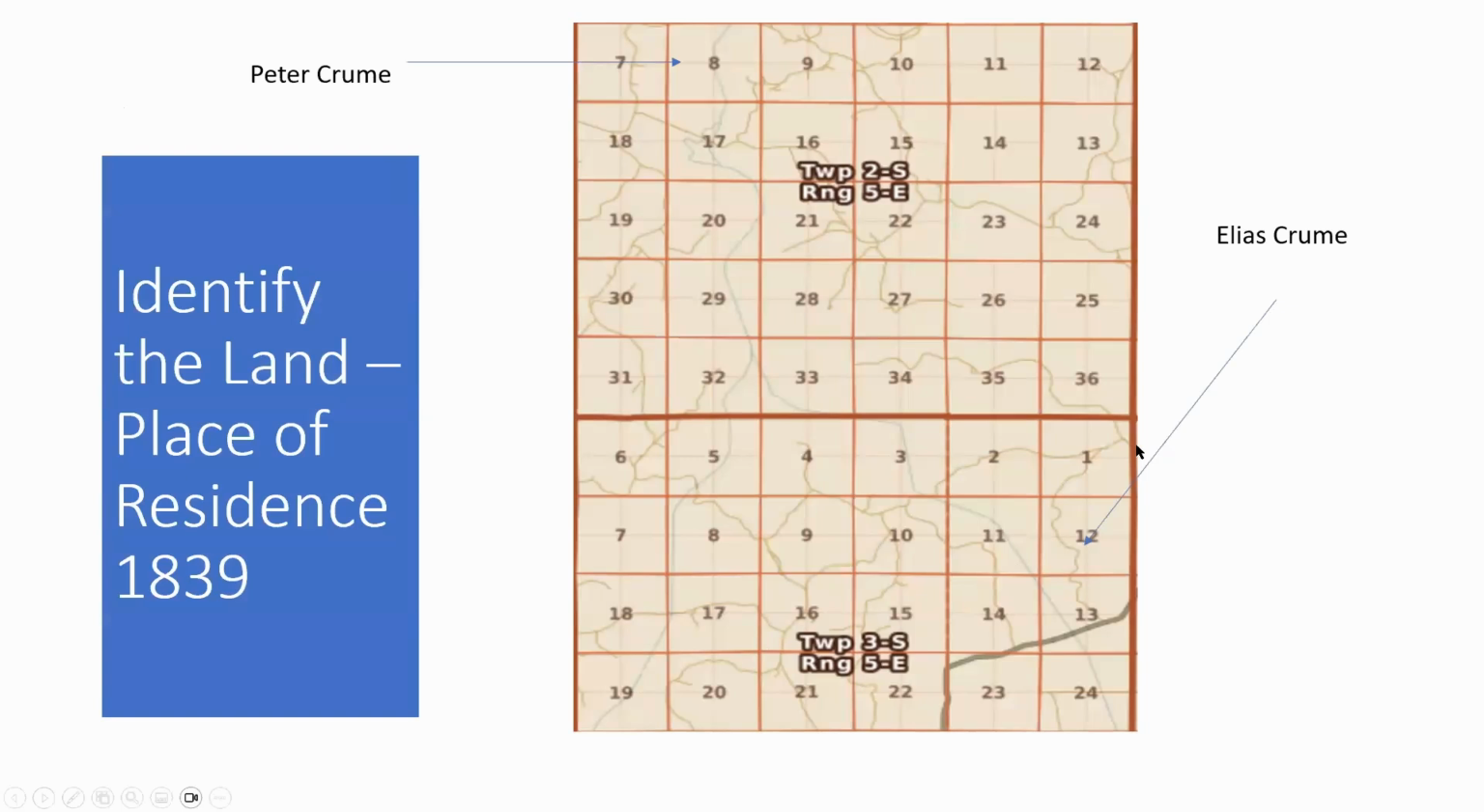In this case, you can see the land. Up at the top and down at the bottom are the 2 pieces of land that Peter and Elias, spelled with an E, purchased in 1839. They are not next door to each other. They are a few miles away. But it's important to understand and use maps to be able to understand what you're doing with the land.